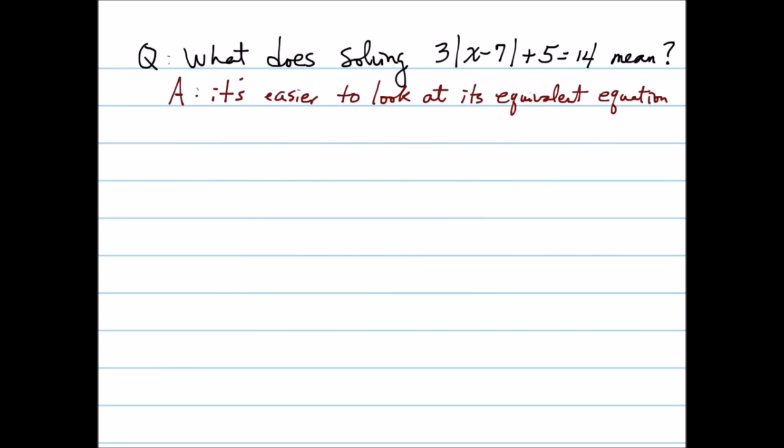Manipulating an equation that involves absolute value is exactly the same as manipulating any linear equation that has x in it. We first identify where x is and try to isolate that term on one side of the equation. In this case, I'm going to get rid of the 5 on the left-hand side first. Namely, I'm going to subtract 5 from both sides. The result gives me 3 times the absolute value of x minus 7 equals 9.